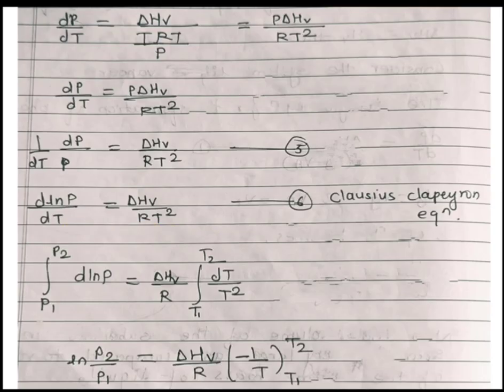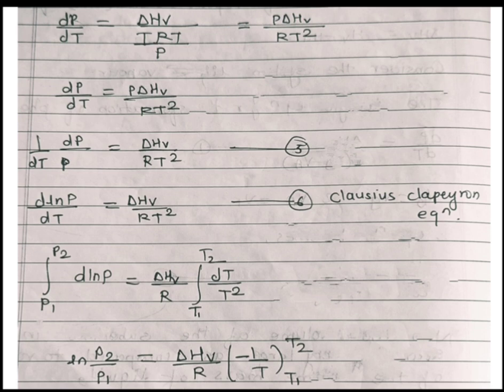Now we will see the next equation, 1 upon dT. So just take a derivation, 1 upon dT into dP by P. Just transfer this P to the left side. 1 upon dT into dP by P is equal to delta HV divided by RT square. Now this is our equation number 5. Just split this equation: 1 upon dT into dP upon P. Now dP by P can be written as d natural logarithm of pressure, so d ln P divided by dT is equal to delta HV upon RT square.